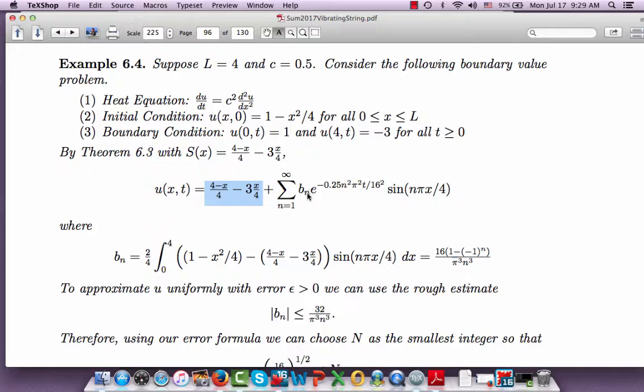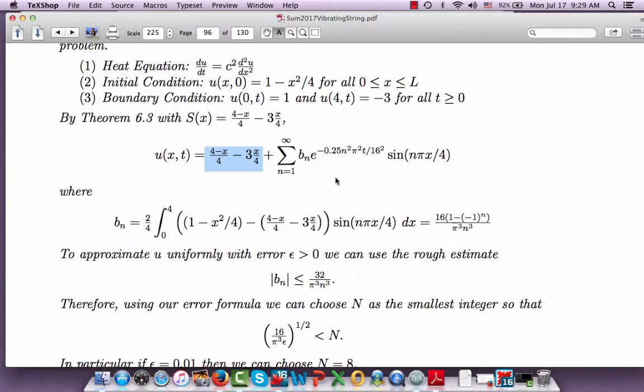So what are these b sub n's? We're computing the Fourier coefficients related not to the function f of x, that is our initial temperature distribution, but of f of x minus this s of x. So it's 2 over 4, which is just our 2 over L, integrated from 0 to L, where L is 4. We have our f of x, our initial distribution, minus our steady state distribution, which doesn't depend on time. This is the function whose odd periodic extension we're computing.